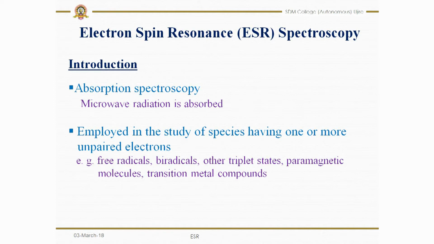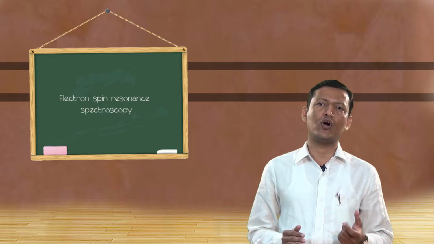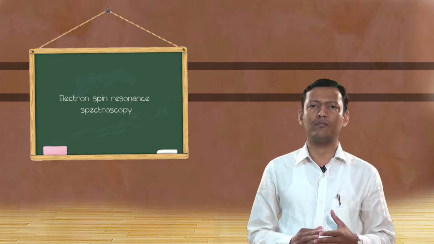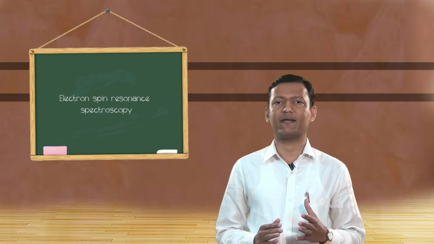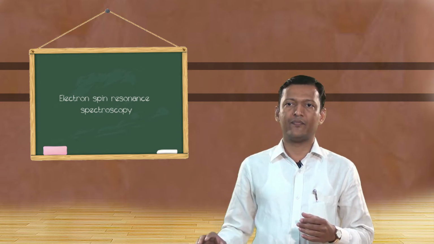And electron spin resonance spectroscopy, ESR, is mainly used in the detection of species having one or more unpaired electrons. Those species may be free radicals, biradicals, triplet states, paramagnetic molecules, or transition metal compounds. So these are the species which can be studied using electron spin resonance spectroscopy.